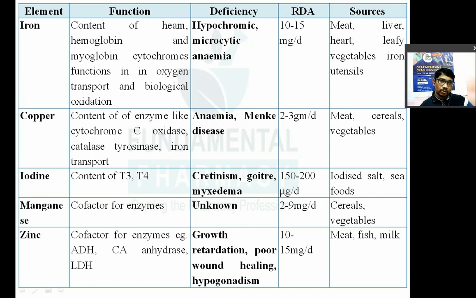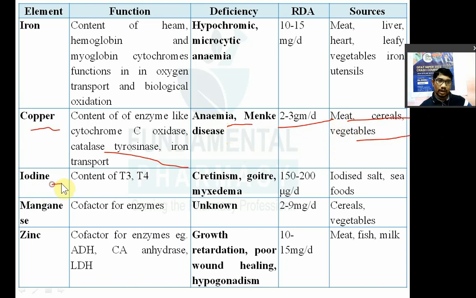Next one is copper. Copper, again a micro mineral. It is a content of enzymes like cytochrome C oxidase, catalase, tyrosinase, and iron transport. Also the role of copper, copper has a role in iron transport as well. So if there is deficiency, it results in anemia and Menkes disease. Menkes disease. 2-3 grams per day is the daily recommended allowance. Where is this found? It is found in meat, if you eat mutton and so on, these come in it.